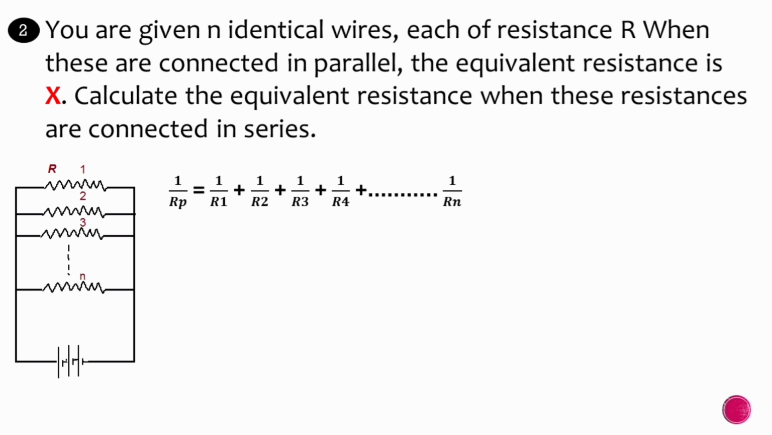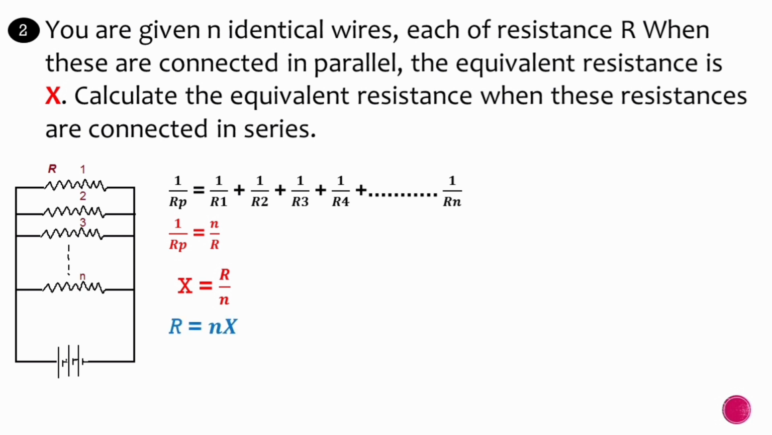Now all the values are R. So it will become 1 by Rp equal to 1 by R plus 1 by R plus 1 by R etc. up to 1 by R for n times. Since all the values are same, it will become 1 by Rp equal to n into 1 by R which is n by R. So Rp equal to R by n. From the question we know that the value of Rp is X. So X equal to R by n, or the value of R resistance is nX.